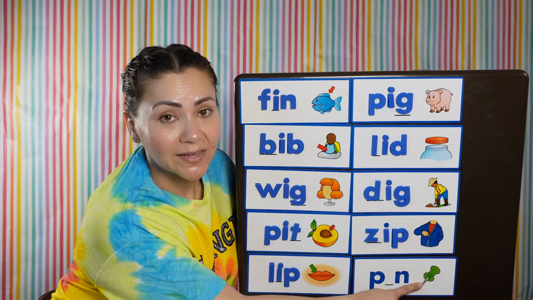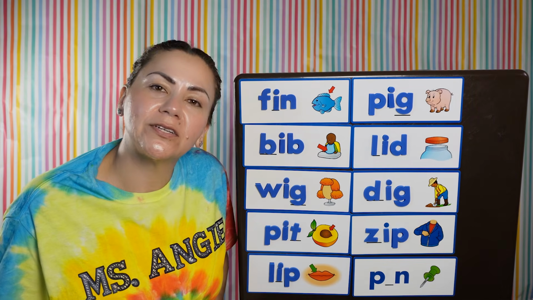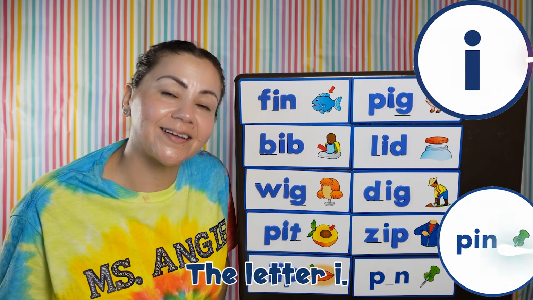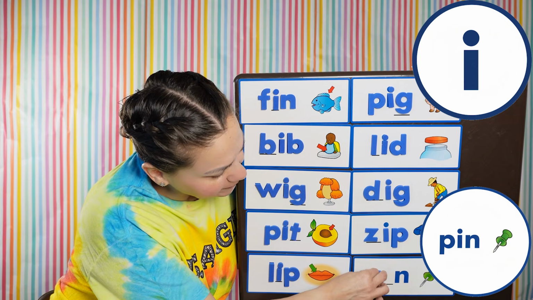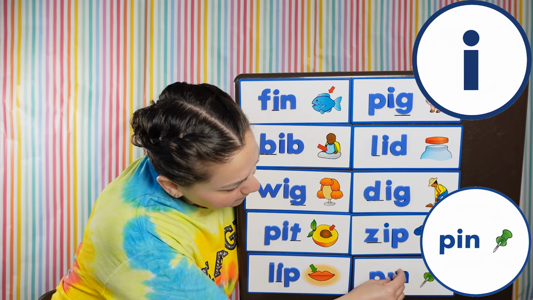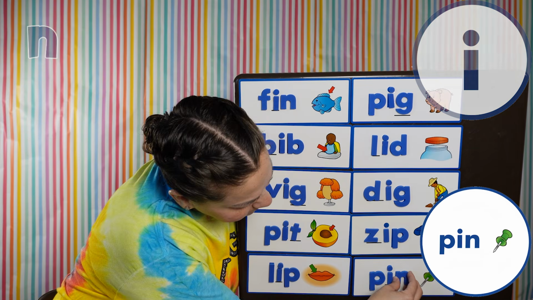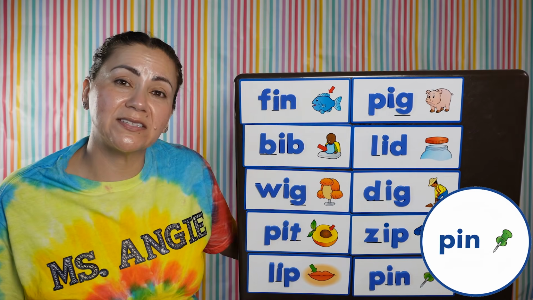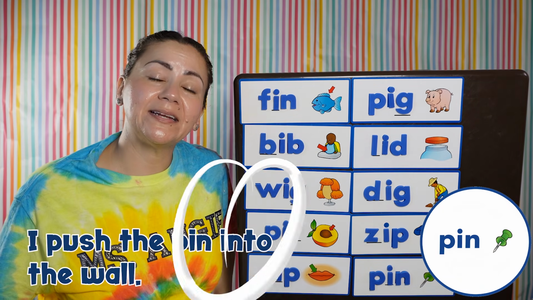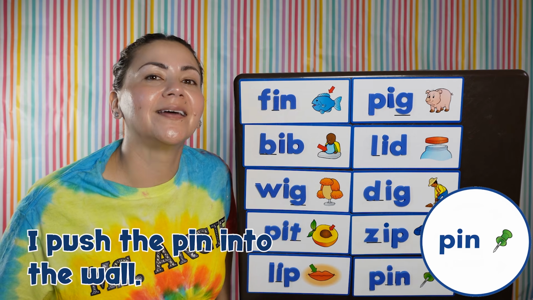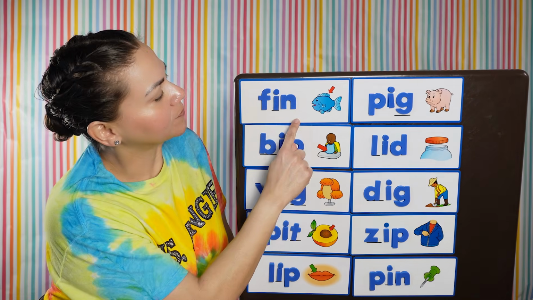Okay, here is the last one. It's a picture of a pin. Good job. But it's missing a letter here in the middle. Do you know which letter is missing? The letter I. That's right, the letter I. Let's spell out the word pin and put it on the board. Pin is spelled P-I-N. Good job. Now let's make a sentence with the word pin. Can you say, I push the pin into the wall? I push the pin into the wall. Good job.